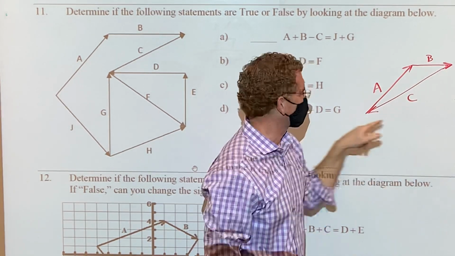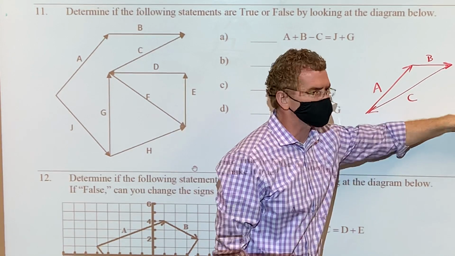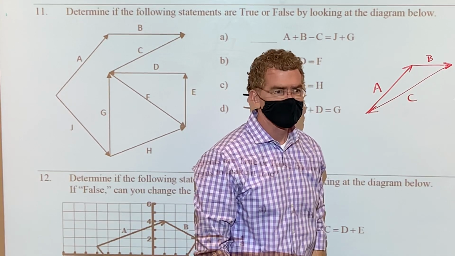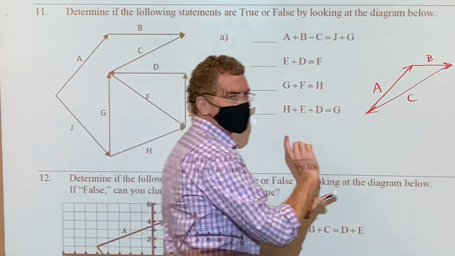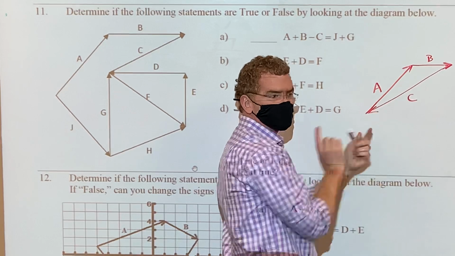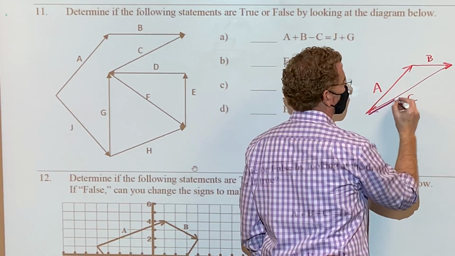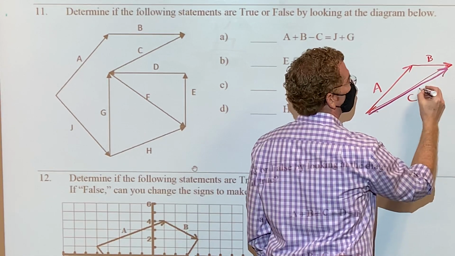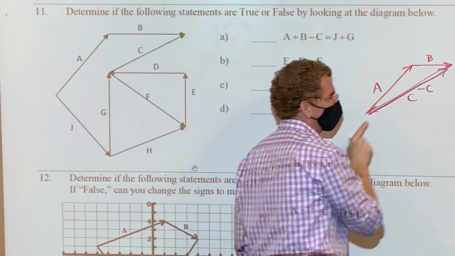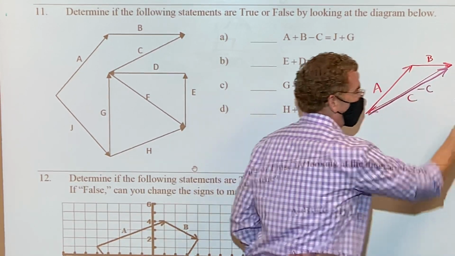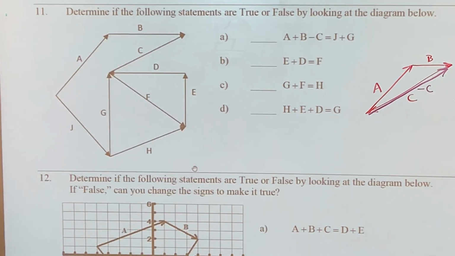Now, is there anything I could do to this to make this thing be true? Negate C. Because if C is going this way, a negative C would have the same movements but in the opposite direction. So if that's regular C, then that right there would have been a negative C, and then again, A plus B would give me negative C. That would be true. So when you look at this picture, I'm asking you, are these statements true?